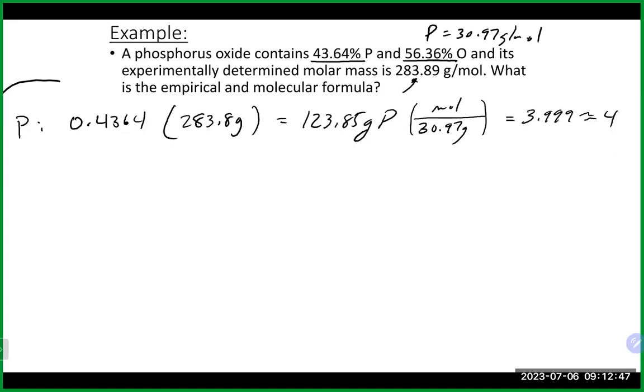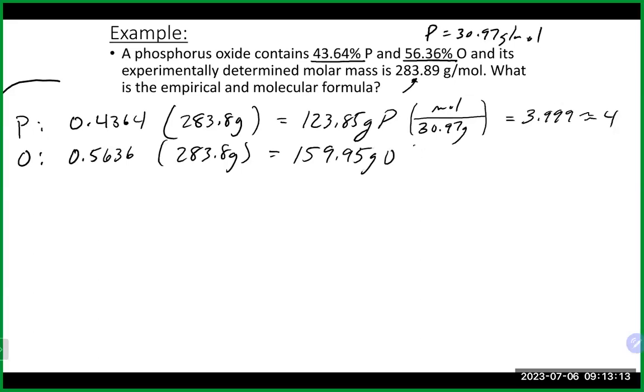I could do the same thing for my oxygen. Take the percentage of my oxygen, which converted to a decimal is 0.5636, times it by the molar mass. And that'll basically give me how many grams of oxygen there is in our molecular formula. 0.5636 times 283.8 gets us 159.95, we'll call it, grams of oxygen. Dividing oxygen by the molar mass of oxygen, which is 16 grams per mole, that gets us, divided by 16, approximately 9.999, which is pretty much 10 in this case.